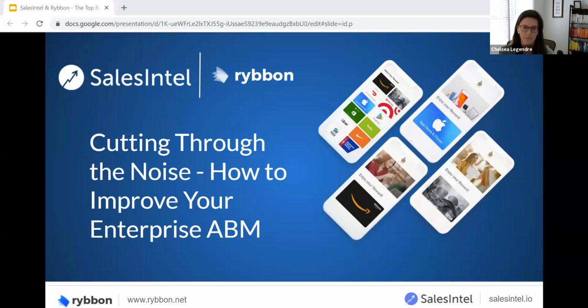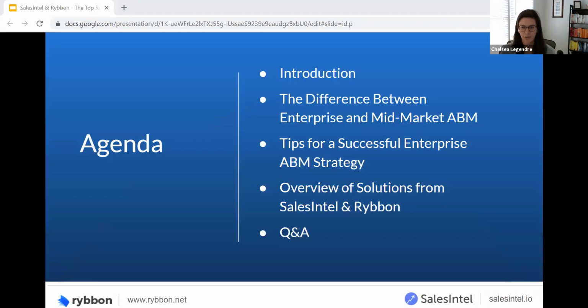So real quick, just wanted to go over the agenda for this next 30 minutes. We'll do a quick introduction, the difference between enterprise and mid-market ABM, and then we're going to get into what you really want to know, which are tips for a successful enterprise ABM strategy, a quick overview of the solutions, and time for Q&A. And just a note on the Q&A, please ask your questions throughout the webinar. We'll get to them during the webinar and at the end. So feel free to submit those in the Q&A box at the top of your screen.